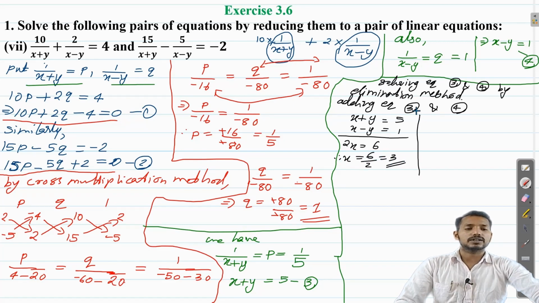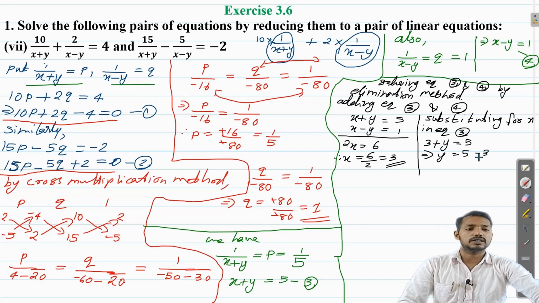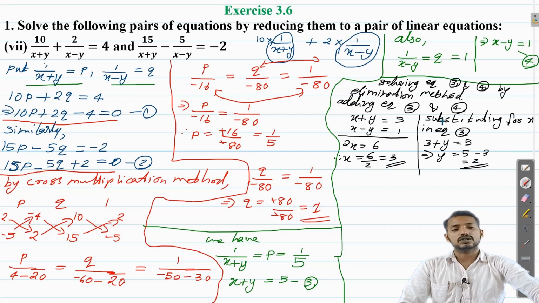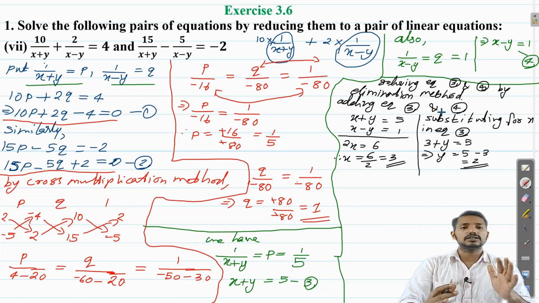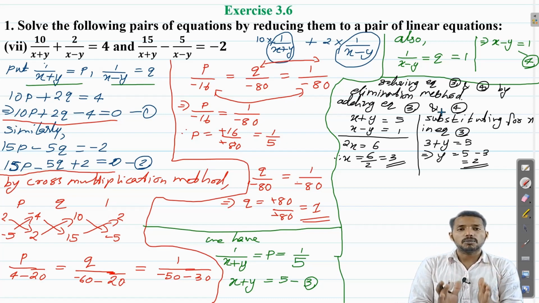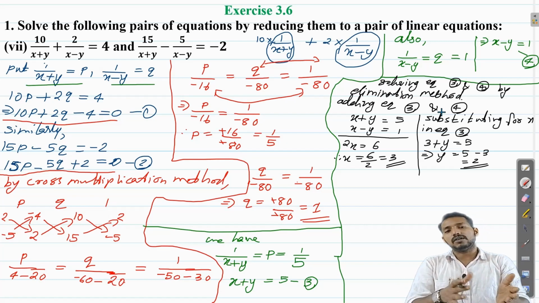So once we get the value of x equal to 3, we substitute for x in either of the original equations. We can substitute in equation number 3. We get x is 3 plus y is equal to 5. That implies y is equal to 5 minus 3, taking 3 to the right side it will be minus 3, which is equal to 2. So the solution is x equal to 3 and y equal to 2. So here one more addition step comes, because solving the equations formed when we resubstituted the variables p and q.